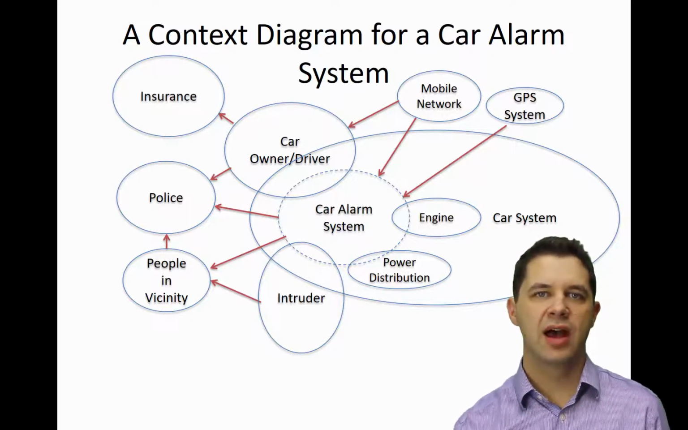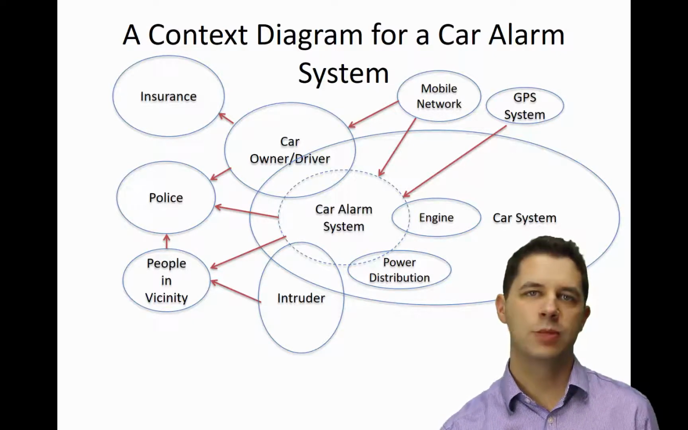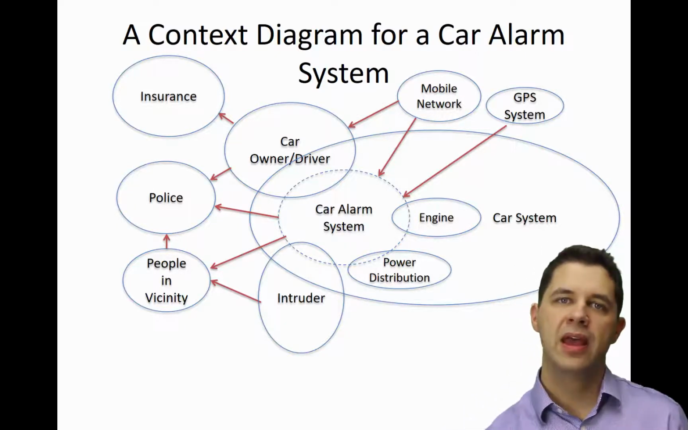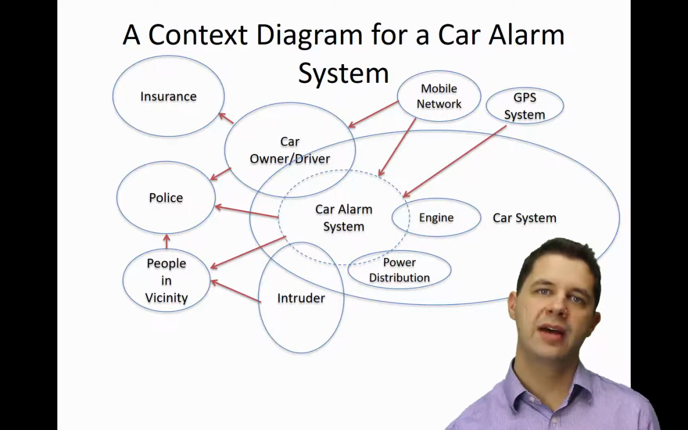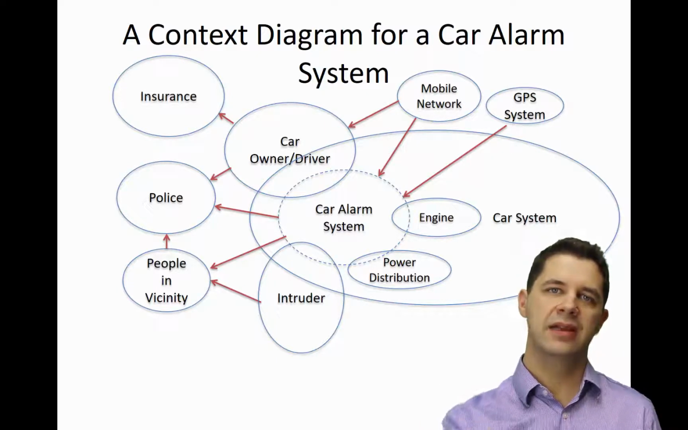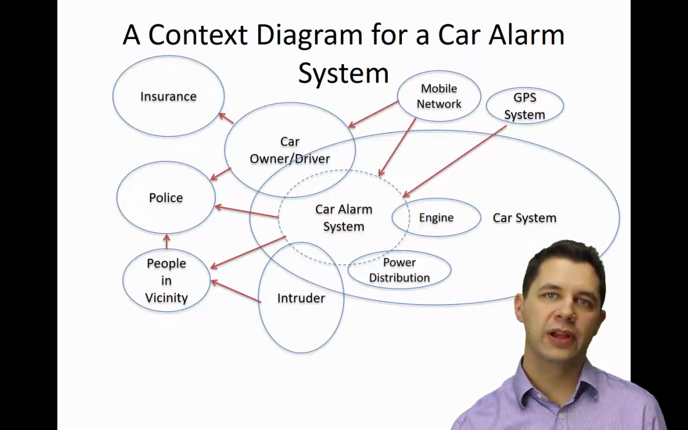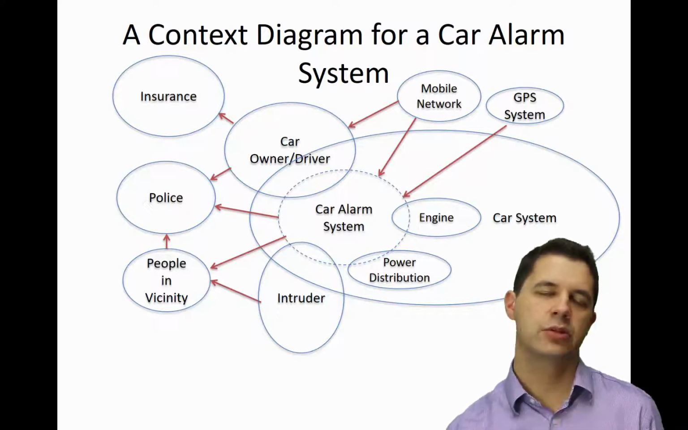Now we have two different people that have a particular interest in this car alarm system, one being the owner or the driver of the car, the other being an intruder. And each of those interact with the car alarm system through the car, so they're actually coming into both the car system and the car alarm system. And hopefully we'll be able to differentiate between the two of them based on how they're actually interacting with this system.